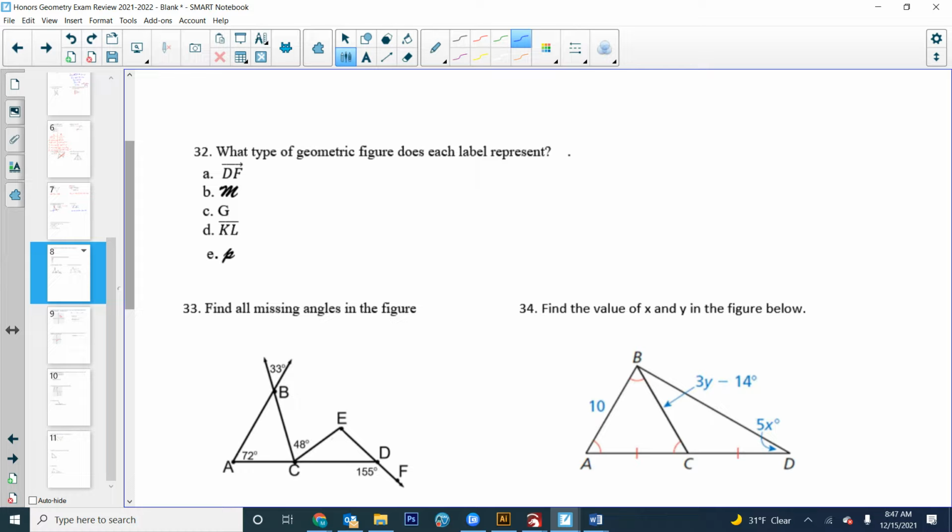How do we name a line? There were 2 ways to name a line. Let's go back to that. Callie, do you want to answer that one? I was going to ask if B was a capital M. It is a capital M. Yep.